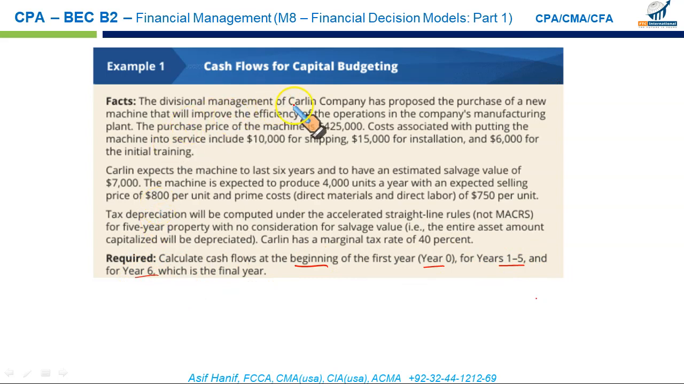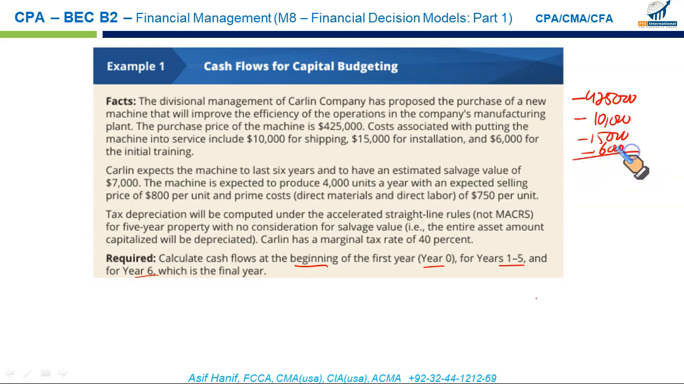The divisional management of Carlene Company has proposed the purchase of a new machine that will improve the efficiency of operations in the company's manufacturing plant. The purchase price of the machine is $425,000. This is clearly an outflow at the start. Putting the machine into service includes $10,000 for shipping, $15,000 for installation, and $6,000 for initial training. All these are initial outflows. Relevant: minus $10,000, minus $15,000, and of course minus $6,000.